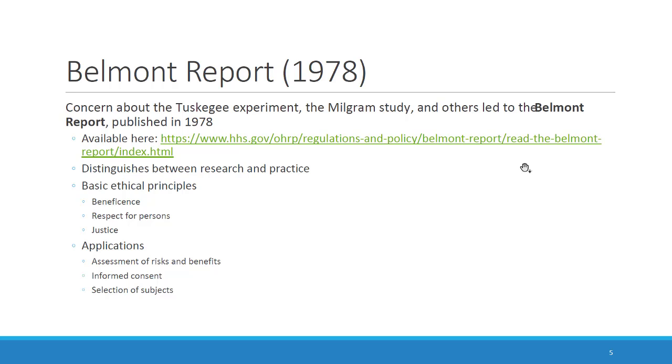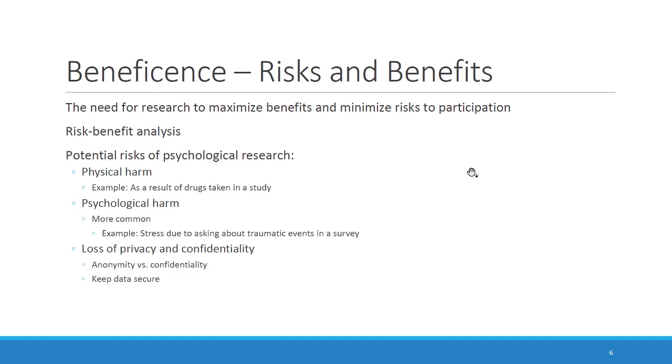The Belmont Report contains three basic ethical principles. The first is beneficence, the second is respect for persons, and the third is justice, and I'll go through each of these in turn in just a moment. It also includes applications of each of these three in terms of assessment of risks and benefits of the research, informed consent and autonomy for participants, and selection of research subjects.